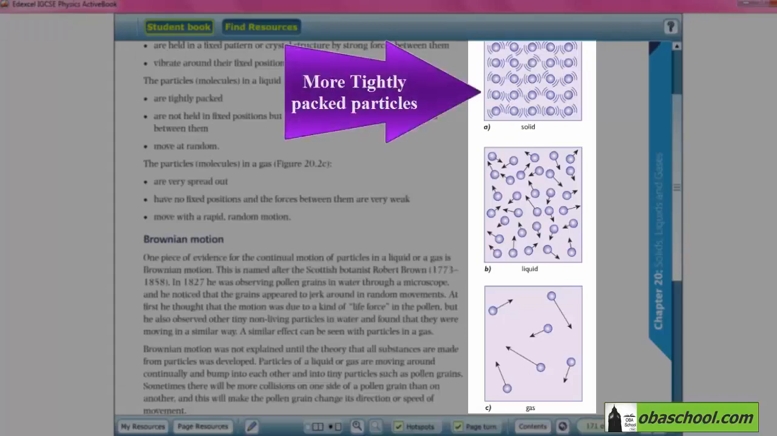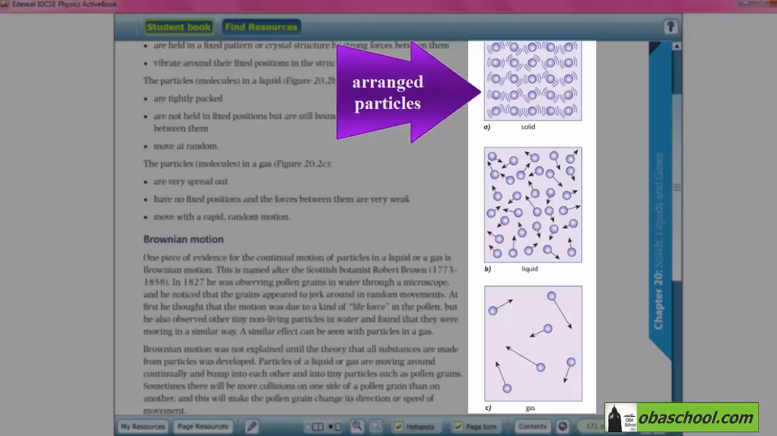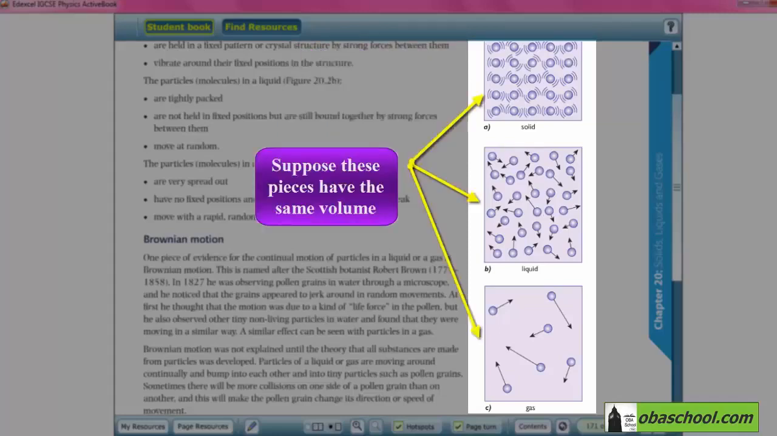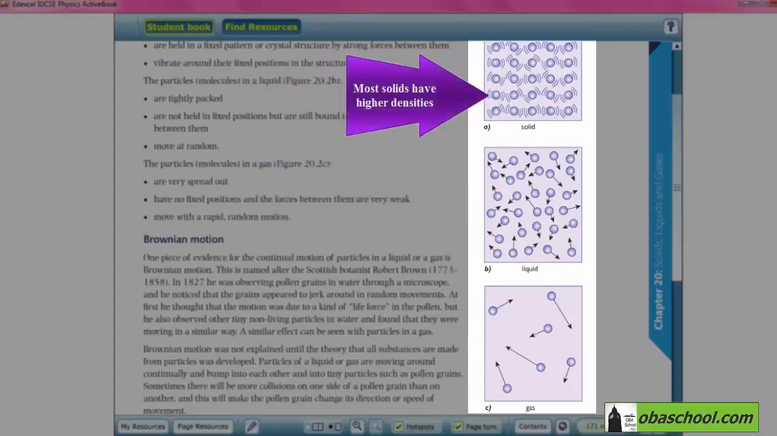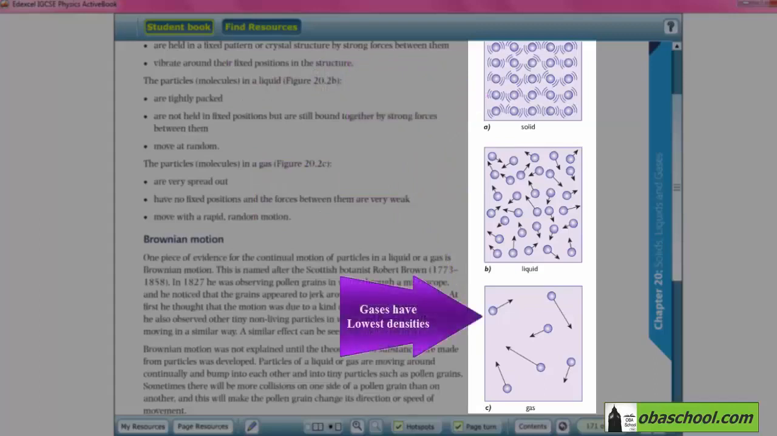The solids are more tightly packed particles. They are arranged particles. So suppose these pieces have the same volume. Most solids have a larger amount of particles in a certain volume. So that's why they have higher densities. And gases have the lowest densities.